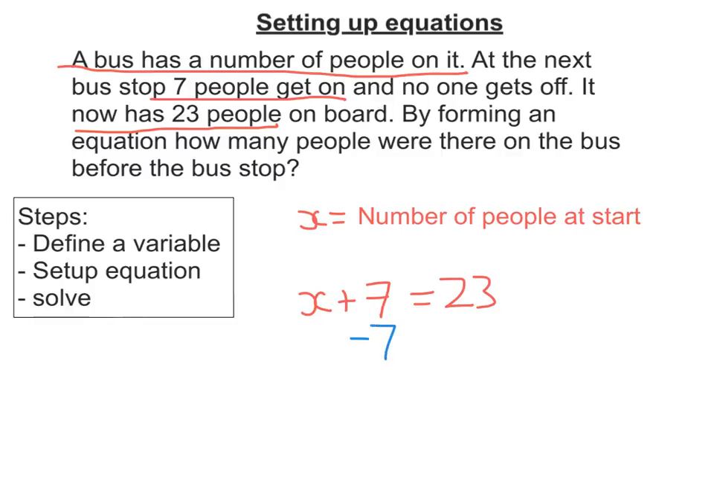So I need to get x on its own, so I'm going to take away 7 from both sides, and I get left with x on the left-hand side and 16. So originally, there were 16 passengers on board.